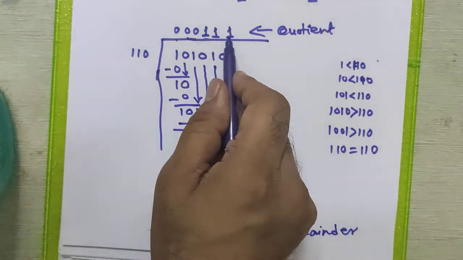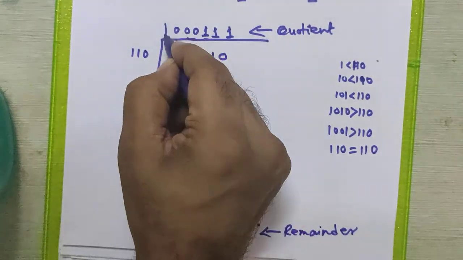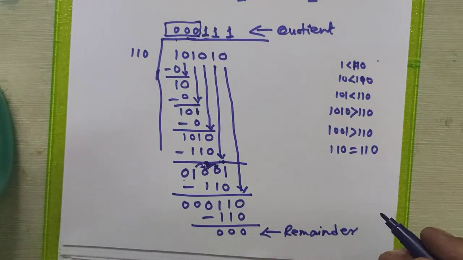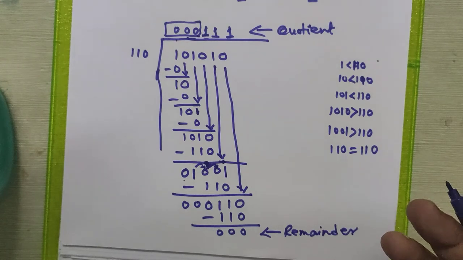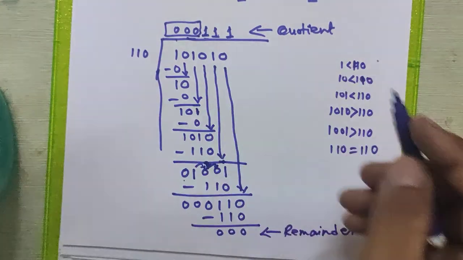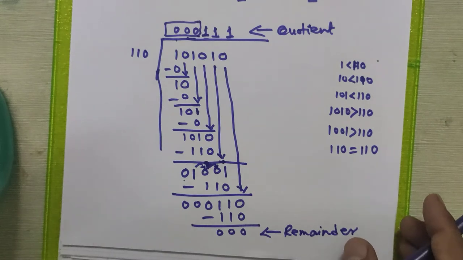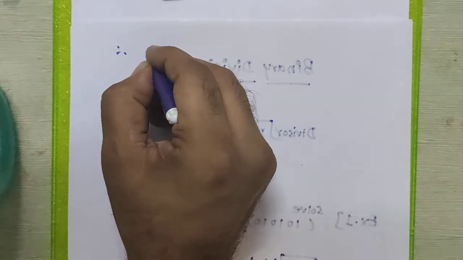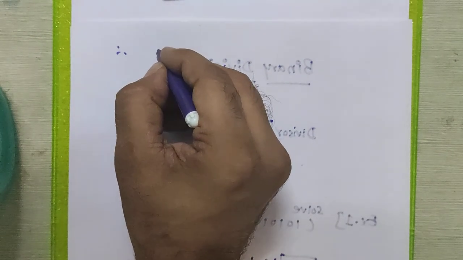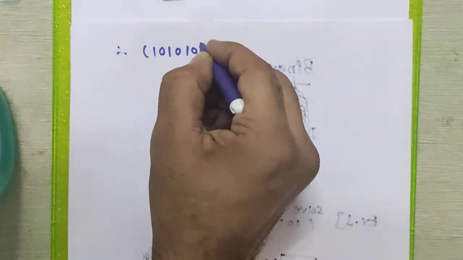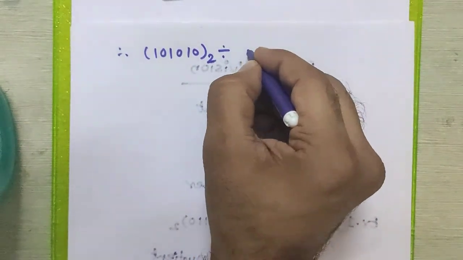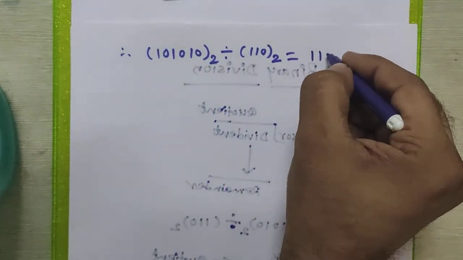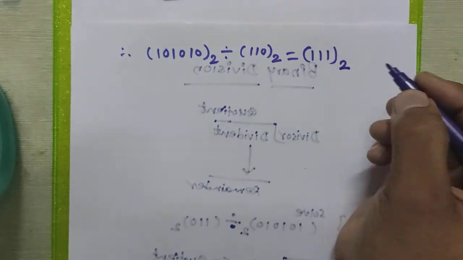Now if you see in this example, in front of this 111 there are 3 zeros. You can discard these zeros, because if you put 0 in front of any number, there is no change to the original number. So our answer is 111 for this problem. Therefore, we can say that 101010 in binary divided by 110 in binary is equal to 111 in binary.